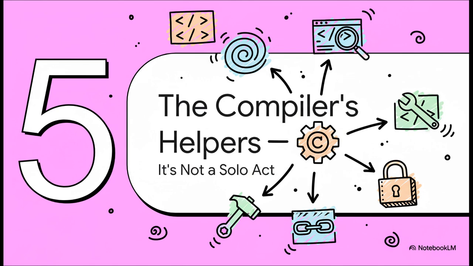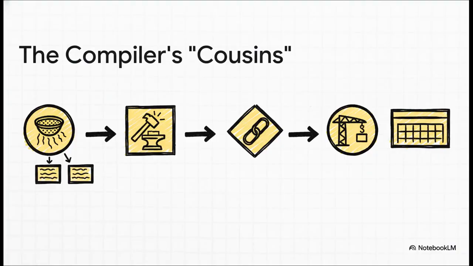But here's the thing. As amazing as the compiler is, it rarely works alone. It's really part of a bigger toolchain, a whole team of programs that work together to get your source code running. You can think of these as the compiler's cousins. You've got preprocessors that do some cleanup work before the compiler even sees the code. If the compiler outputs assembly, you'll have an assembler turn that into machine code. And then you have linkers and loaders, which are the ones that take all the different compiled pieces, stitch them together into one executable file, and load it into memory to run.